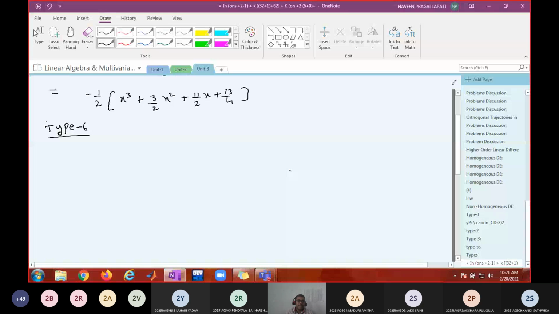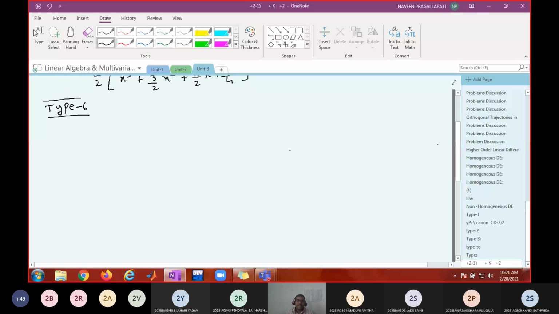Type 6 is about the shifting property. What it says is 1 by f of d of e power ax into v of x. V is some function of x, that can be any function of x. If this function is multiplied with an exponential function, then write this exponential function outside.